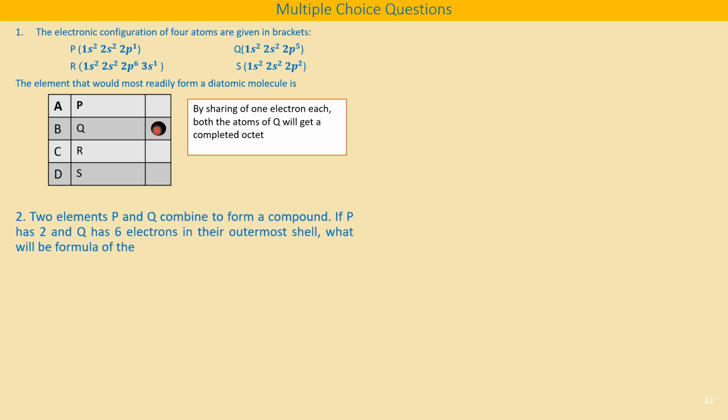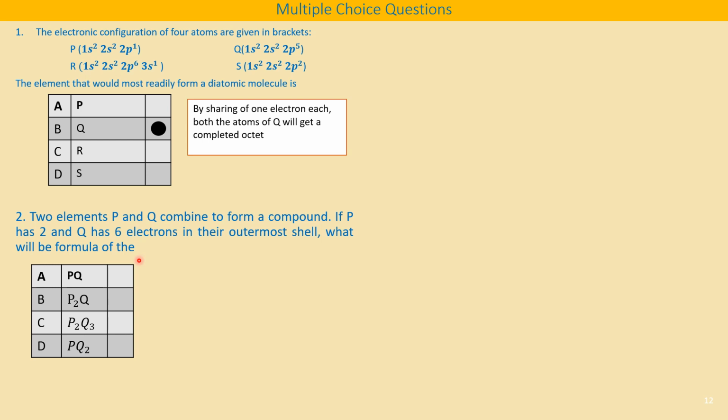Next question. 2 elements P and Q combine to form a compound. If P has 2 and Q has 6 electrons in their outermost shell, what will be the formula of the combined compound? Option A PQ, option B P2Q, option C P2Q3 and option D PQ2. So you are required to identify the correct formula of P and Q.